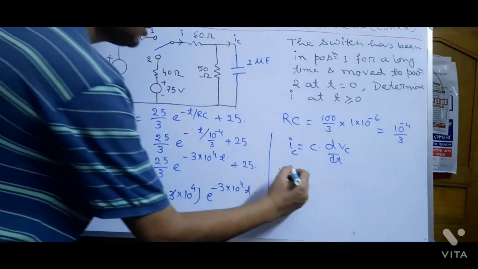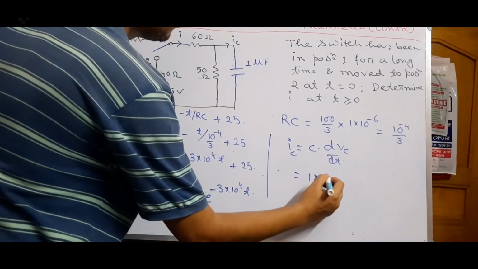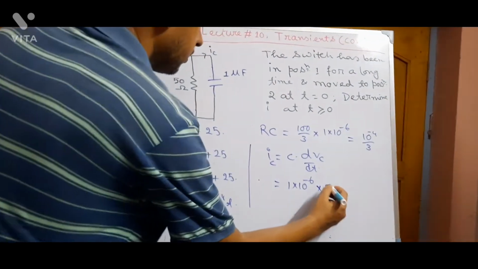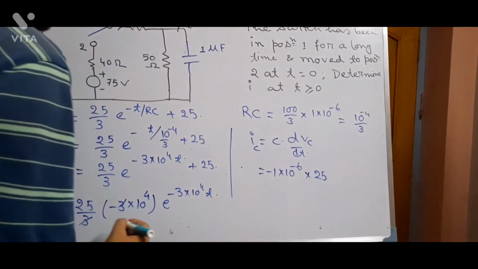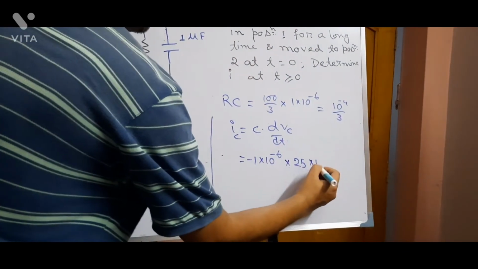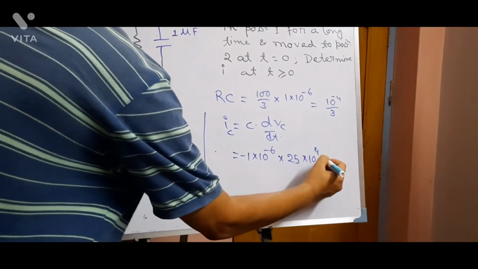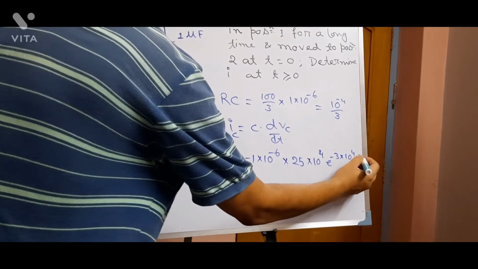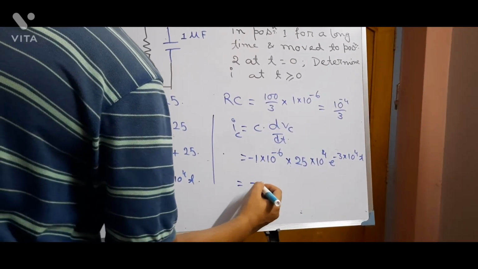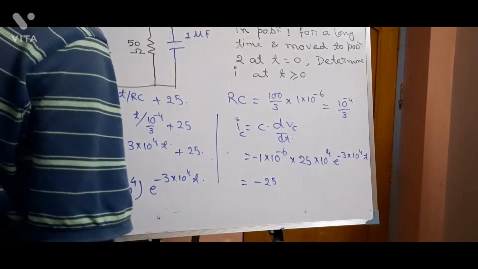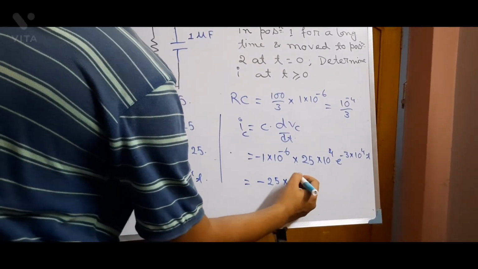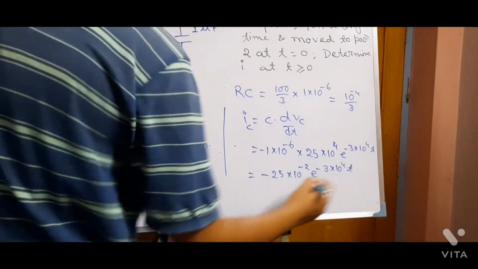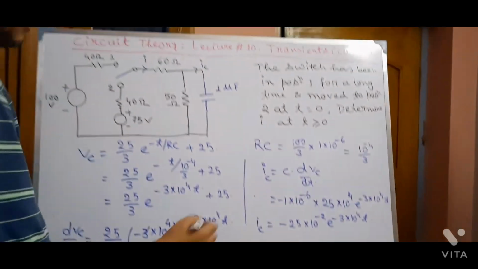Now C dVc dt equal to 1 into 10 to the power minus 6, this is the value of the capacitor, and the rest is minus 25 10 to the power 4 e to the power minus 3 into 10 to the power 4 t. Okay, so this will become minus 25 into 10 to the power minus 2 e to the power minus 3 into 10 to the power 4 t. Okay, this is the current through the capacitor.